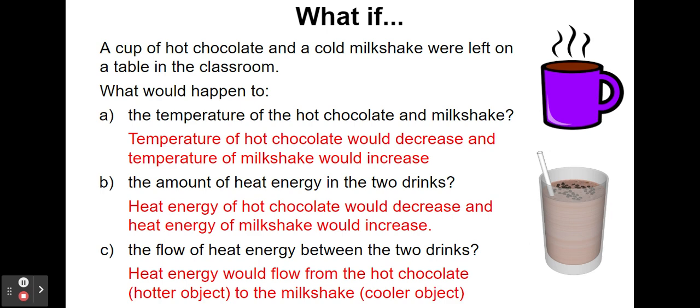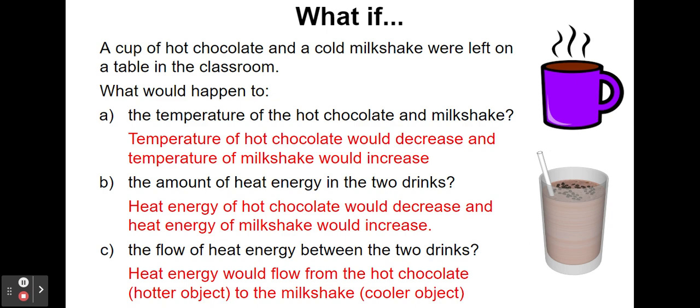Now, for the amount of heat energy in the two drinks, well, they're different materials, they might be different masses, but apart from that, the only thing that's changing for each of them is their temperature. Remember, if we have more temperature, we're going to have more heat energy. So if the hot chocolate is losing temperature, its heat energy is going to decrease as well. The milkshake, if its temperature is increasing, the heat energy of the milkshake is also going to increase.